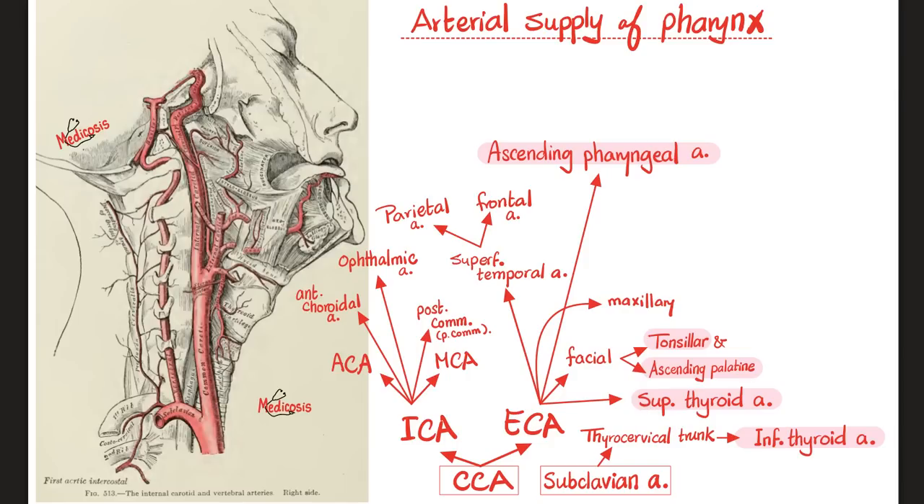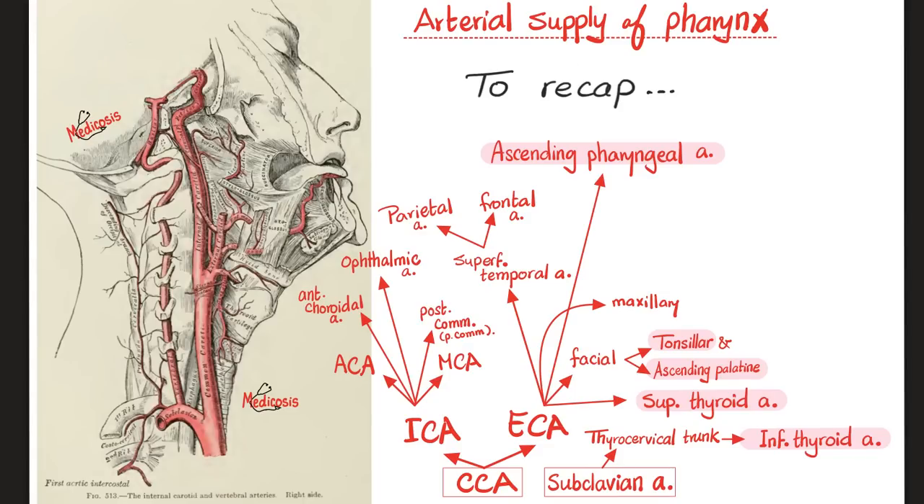Fourth, superior thyroid artery, which is a direct branch of external carotid artery. And inferior thyroid artery, which is not a branch of the external carotid, but instead, the inferior thyroid came from the thyrocervical trunk, which came from the first part of subclavian artery. So, superior thyroid is not the same as inferior thyroid. Superior thyroid is a direct branch of external carotid artery, whereas inferior thyroid artery is a branch of the thyrocervical trunk, which is a branch of subclavian.